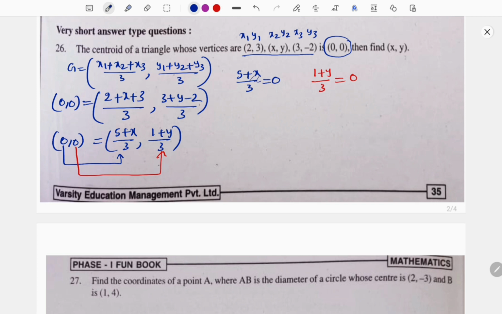Now simplify this. Taking the 3 across, 3 into 0 is 0, and 5 plus x is equal to 0. So x is equal to minus 5. Here also, 1 plus y is equal to 3 into 0, so y is equal to minus 1. Therefore x comma y is equal to minus 5 comma minus 1. I hope all of you understood this one.